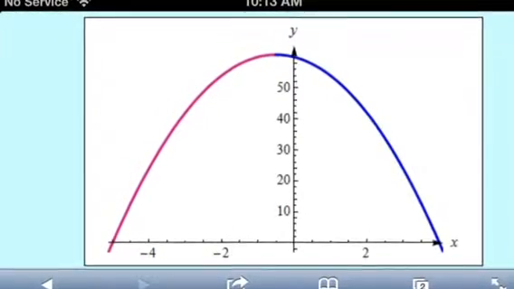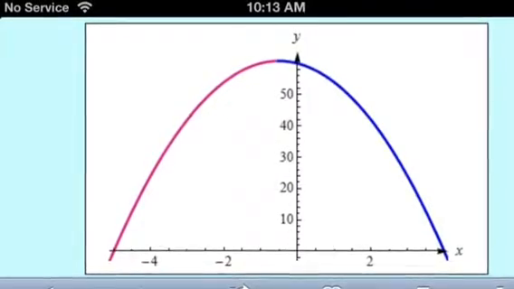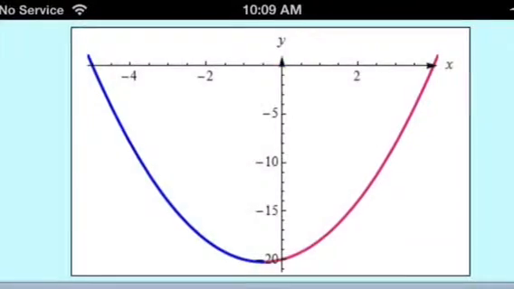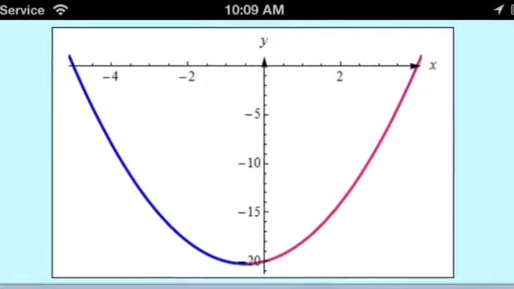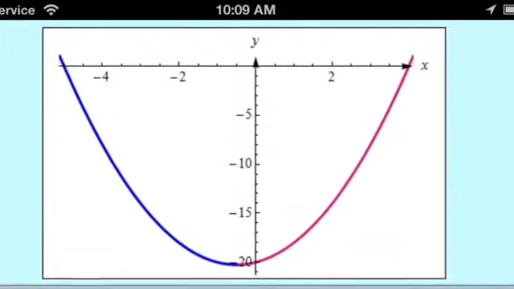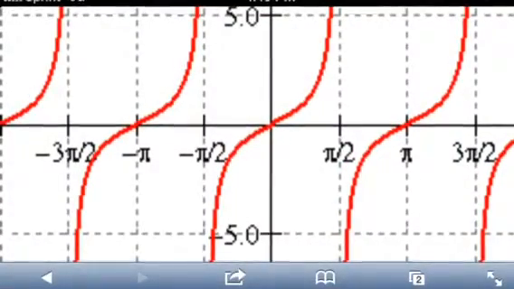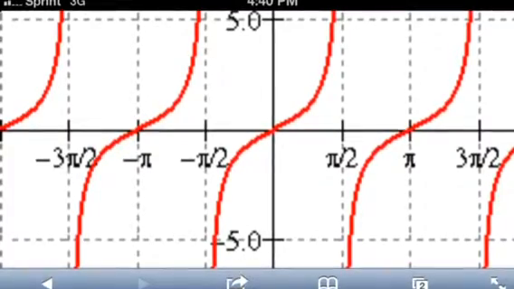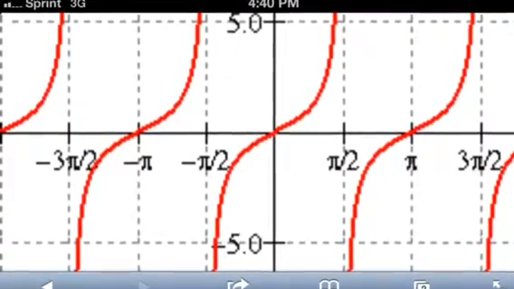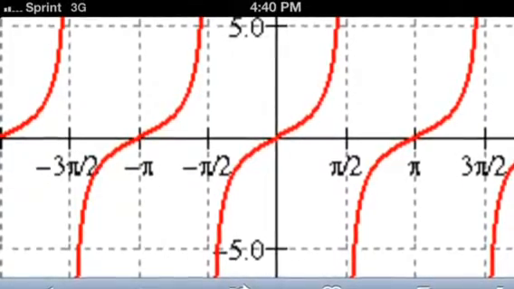This is a typical sine graph. The phase shift is -5, and the amplitude is 60. This is a typical cosine graph. Again, the phase shift is -5, and the amplitude is -20. This is a typical tan graph. There is no phase shift, and the period is pi. The first vertical asymptote is at -pi over 2, and there is another asymptote every pi after this.